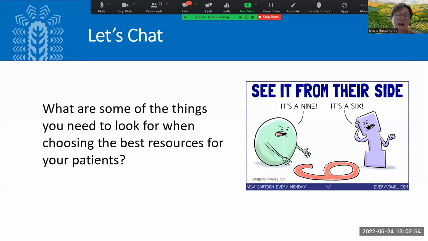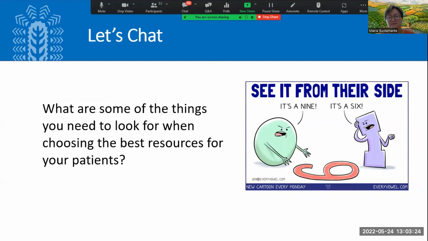And Megan, I don't see the chat. If you can give me some things that people are entering. Yes, we have resources need to be easy to understand for those who may not be as health literate. Relevant information to the patient. There needs to be simple explanations. Again, easy to understand, culturally appropriate. Someone else said low health literacy, multi-languages, simple and lots of pictures.